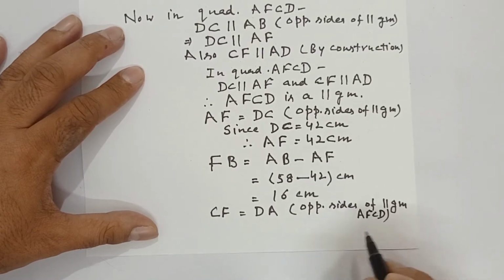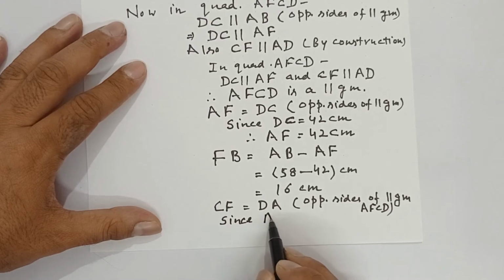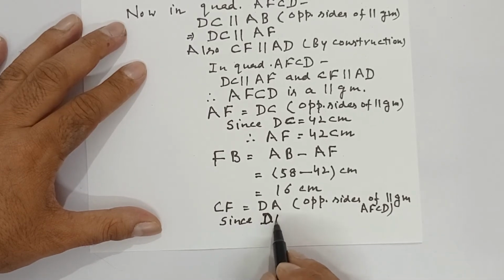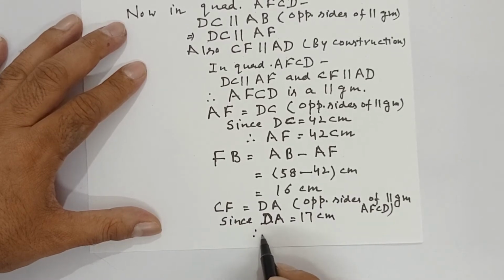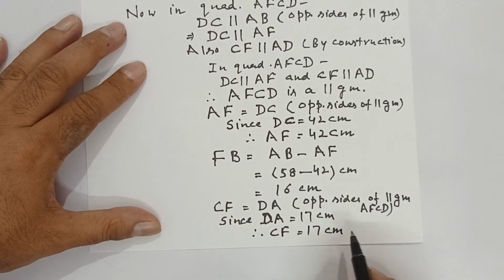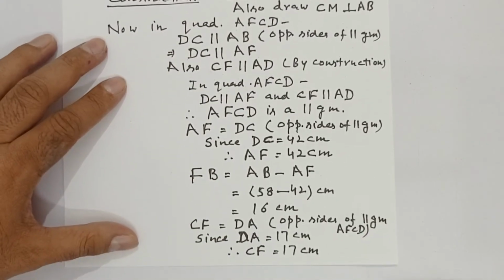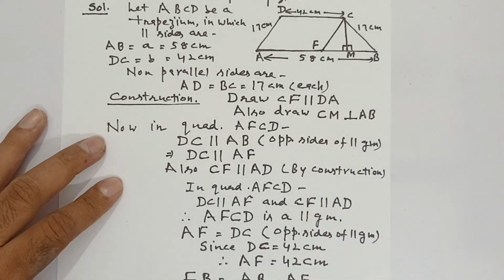AFCD. So what you have already? You have AD already, or DA. Since DA is 17 centimeter, CF will also be 17 centimeter. Now to find the height, we need to prove this triangle and this triangle congruent.